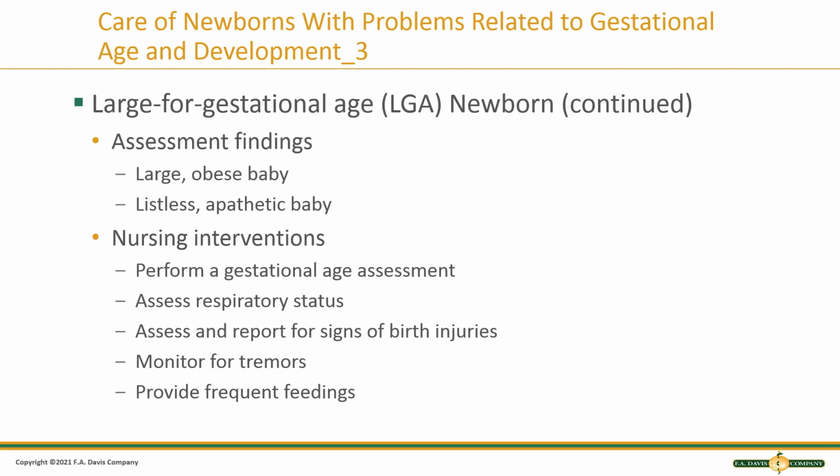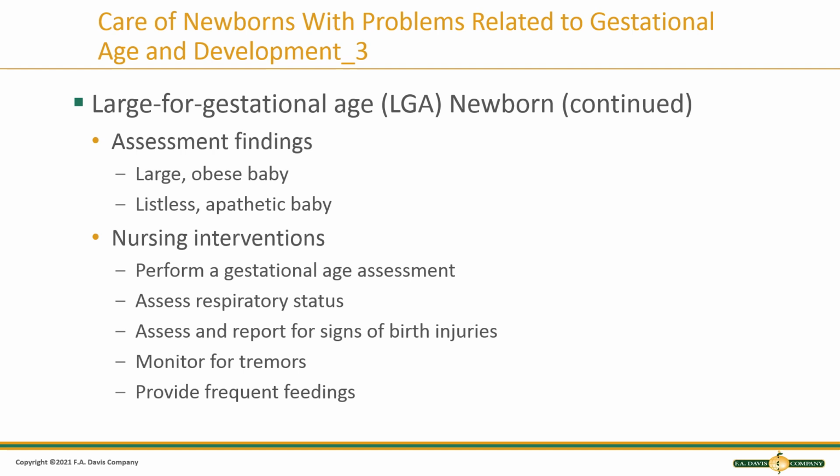Just as you can have an SGA baby, you can have an LGA baby, large for gestational age. This occurs in babies that can be post-term, it can be diabetic babies, or it can be idiopathic, which means this baby may just be an LGA baby. So it's a large, obese baby. It can be listless, it can be apathetic. So we want to make sure, again, we're doing the gestational age. We want to look for respiratory status because sometimes LGA babies do not perform well respiratory-wise. We want to look for birth injuries like that brachial plexus. They might have a broken clavicle.